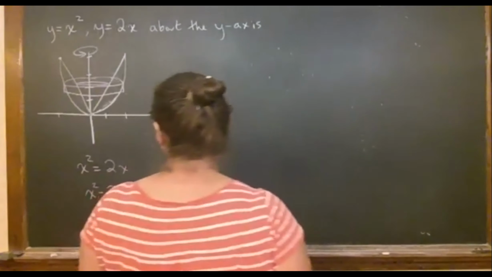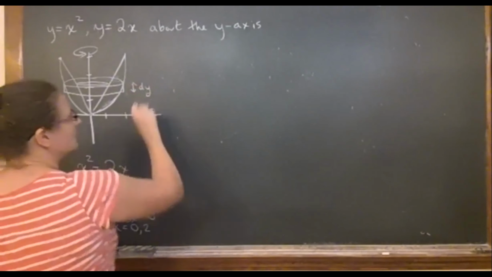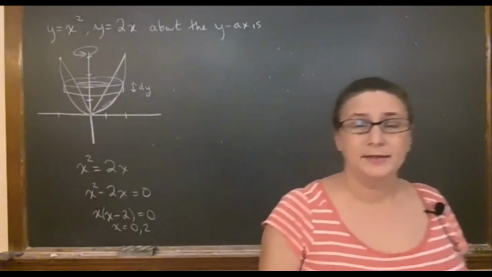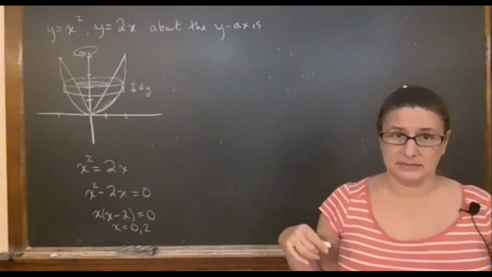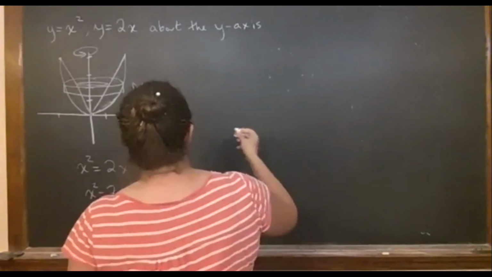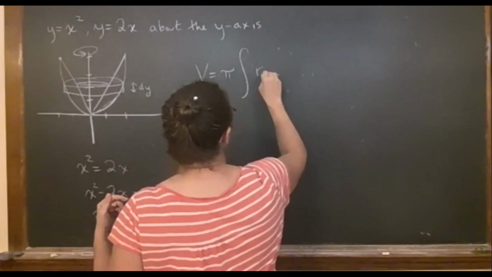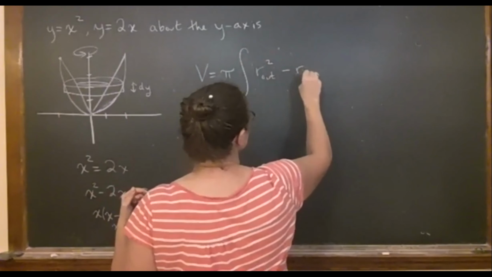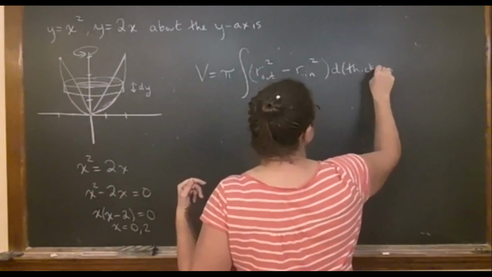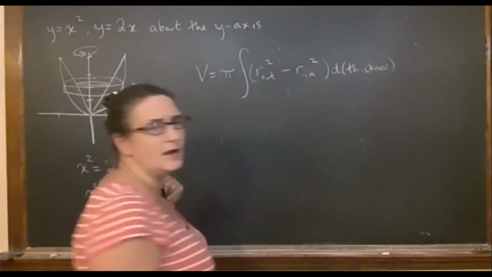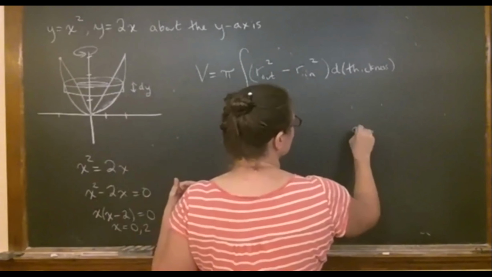Okay? Now, again, the thickness of my washer is going to be dy. And because I have a hole in the middle, I have to do the outside minus the inside. So my volume is then going to be pi times the integral of my outside radius squared minus the inside radius squared d thickness. So that's exactly the same regardless, but now I have to figure out which is x and which is y. So my d thickness we said was going to be dy.